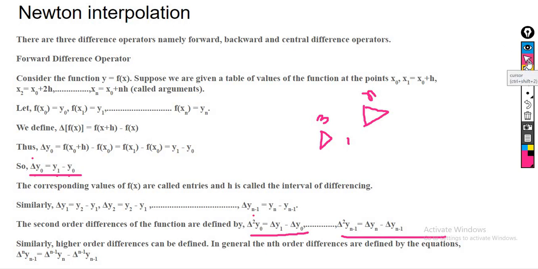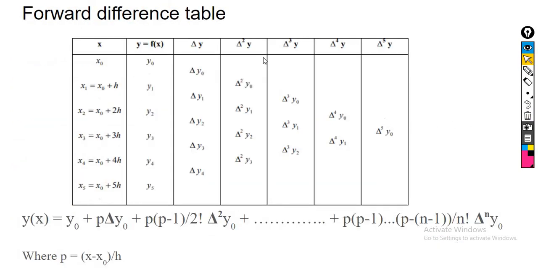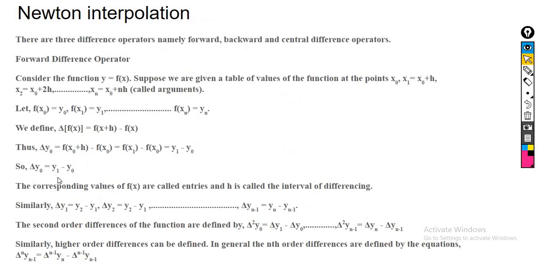But how to do it? To do that, we are going to refer to this particular table. This is known as the forward difference table. In the first column, you have the x values, the variable values, and the function values. So x0, y0, x1, y1 up to x5, y5 or xn, yn is given. Now we're going to find the differences as y1 minus y0.